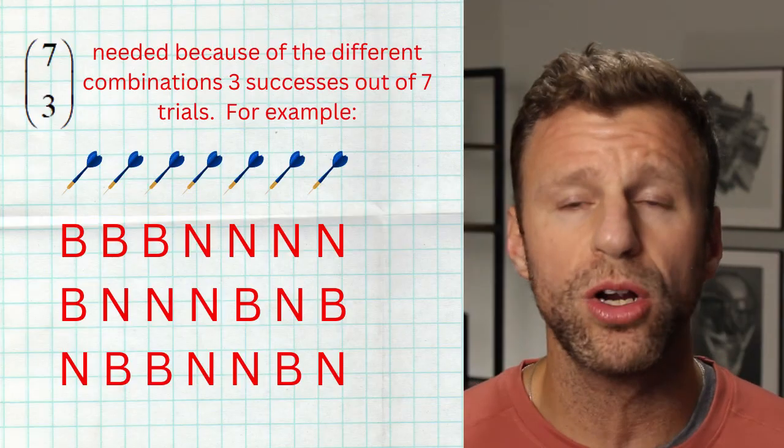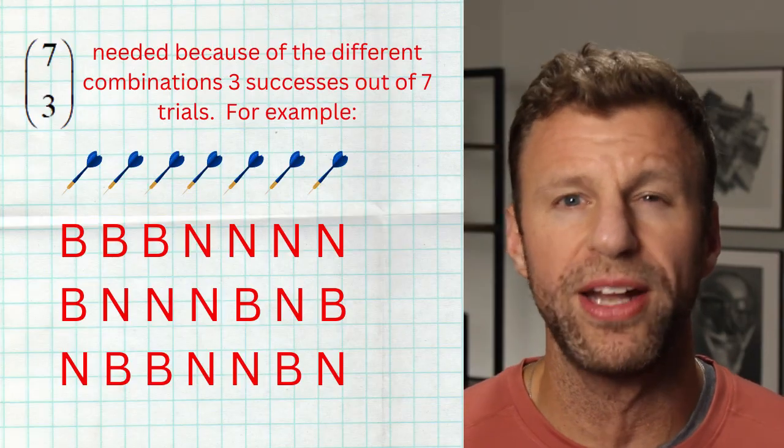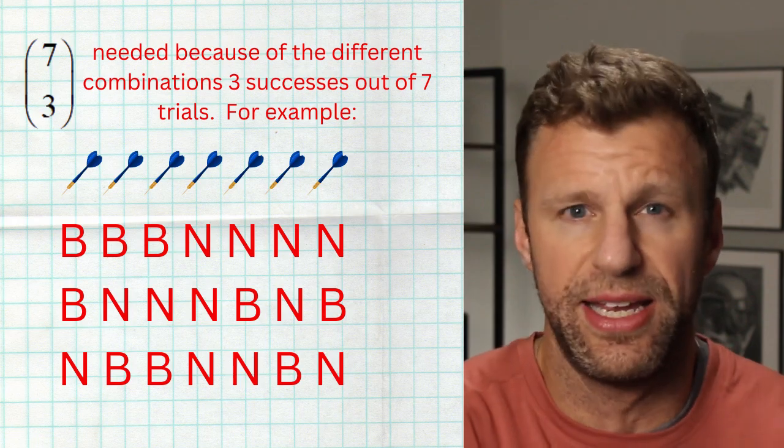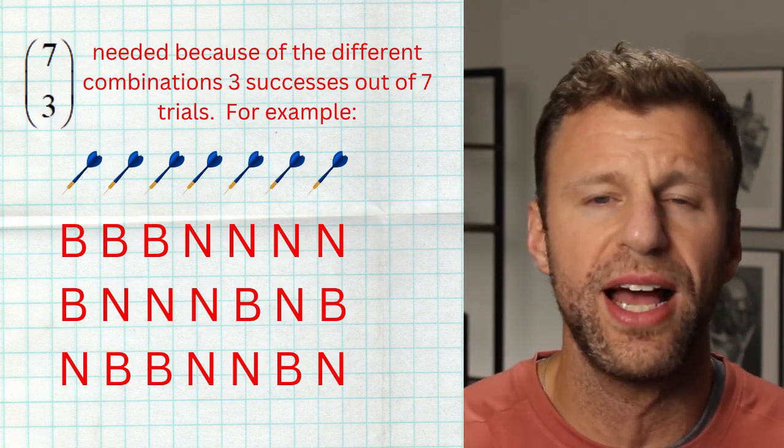Again, there are actually more combinations here. These are just 3 of them, but the point is there are lots of different combinations where he has 3 successes, meaning he hits the bullseye, and 4 where he doesn't.